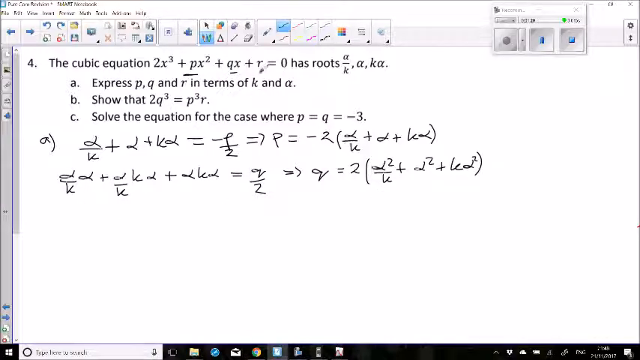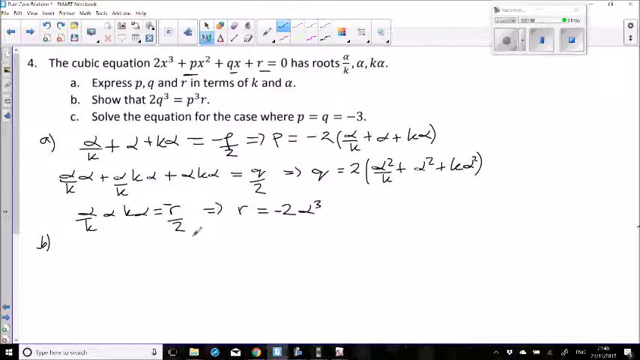Right, and then finally r. Now r is the product of the roots, so we're just going to multiply those together. That's, sorry, r over 2 gets divided by a. So r is 2 minus, remember, it goes minus b over a, c over a, minus d over a, so they've got negative, so r is negative 2 times alpha cubed.